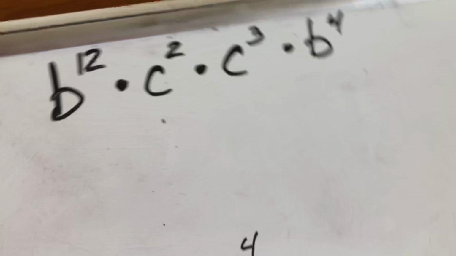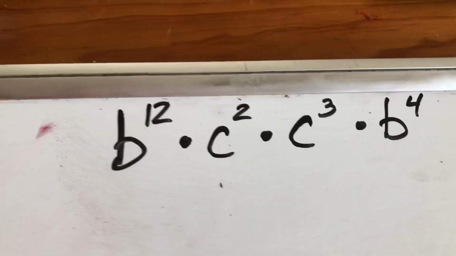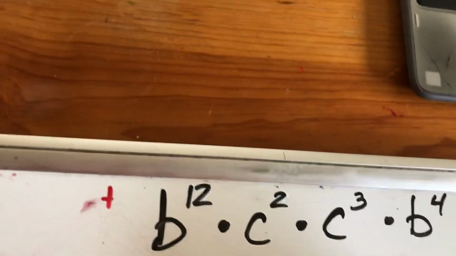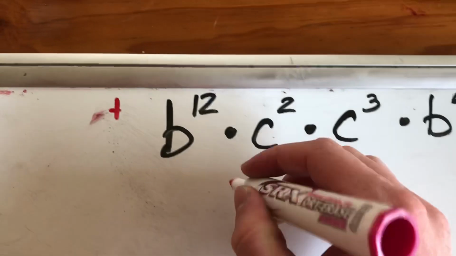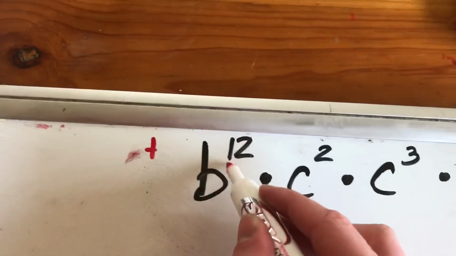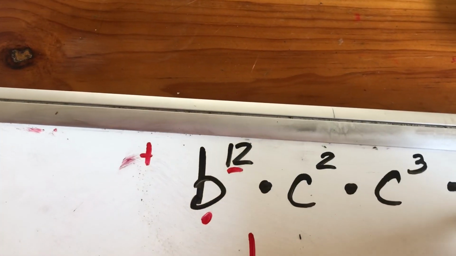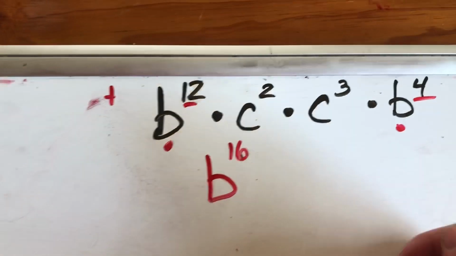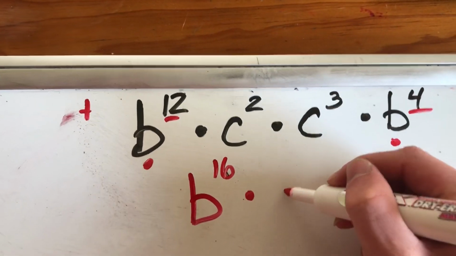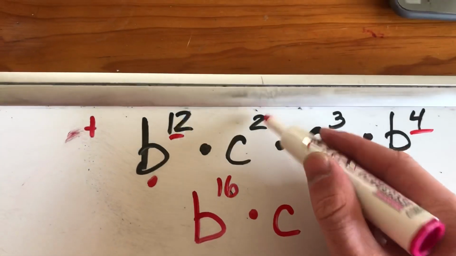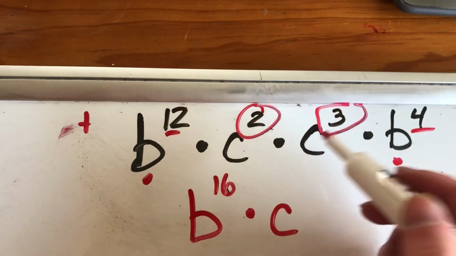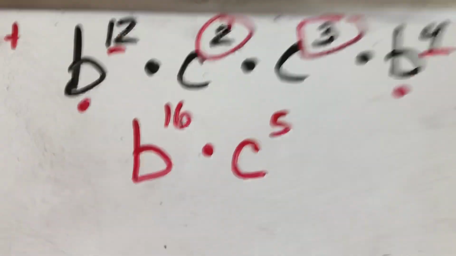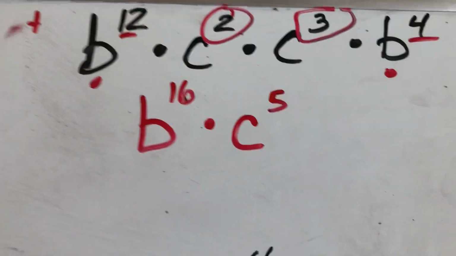Let's look at this one. This is what we did yesterday. Remember, when we multiply, we add the exponents. So let's start with our b's. I have b to the 12th times b to the 4th, and that is b to the 16th power. And I'm going to multiply that by my c's. I have c squared and I have c cubed. 2 plus 3 is 5. b to the 16th times c to the 5th.